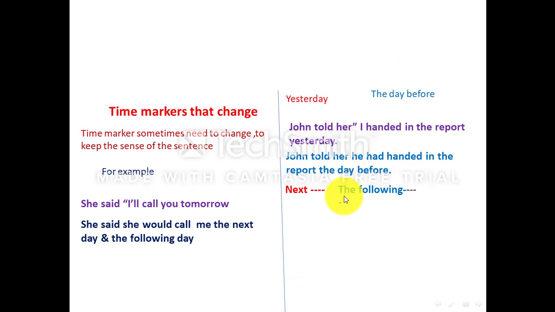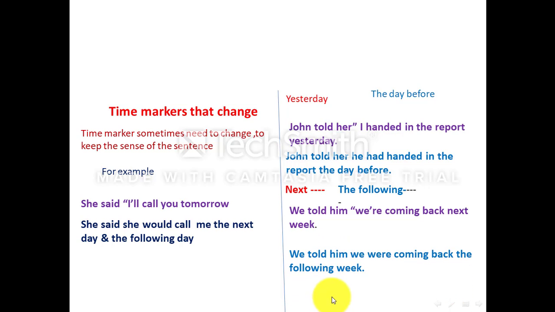Next and other words. For example, next day is the following day, next week is the following week, okay? The next changes to the following. For example, we told him, "We're coming back next week." So the time marker next will be the following week. We told him we were coming back the following week.